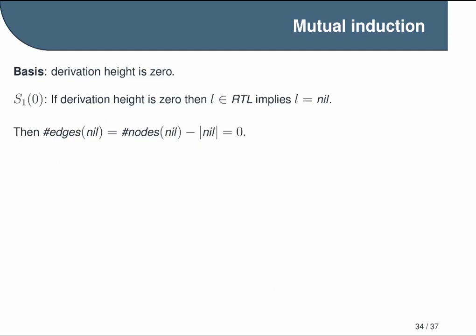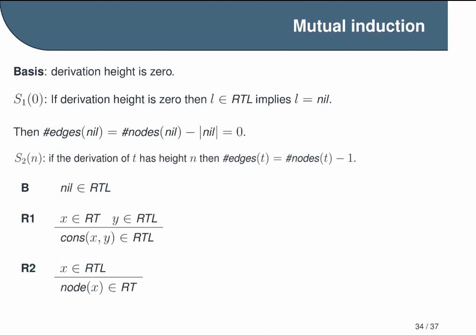Okay, so what about S sub 2? Remember, this is a statement about our tree, and we can just paste it so we remember what it says, right? It says, if the derivation height of some tree T is n, then the number of edges in that tree is equal to the number of nodes minus 1. Okay, well, n is 0 here, so what do we know about our trees that have a derivation height of 0? Well, looking at our post system, we can see there is no axiom that gives you a tree, and so therefore there is no tree with a derivation height of 0.